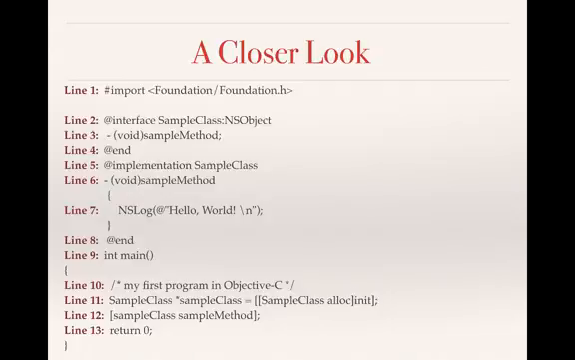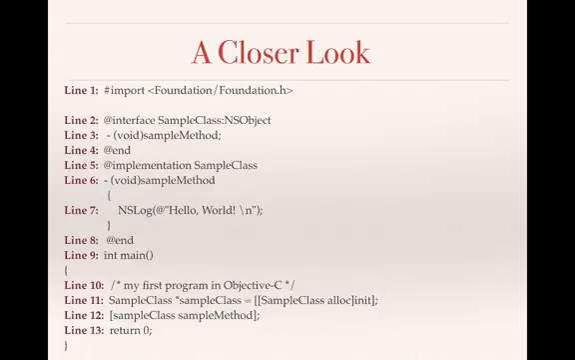So line 3, - (void)sampleMethod. This is a method declaration. And once again, a method is kind of like a function. So you're creating some functionality in your application when you write a method. Line 4, @end, marks the end of an interface file. The next line, @implementation SampleClass, indicates that we are now in the implementation part of the program. And once again, this is where the code is written.